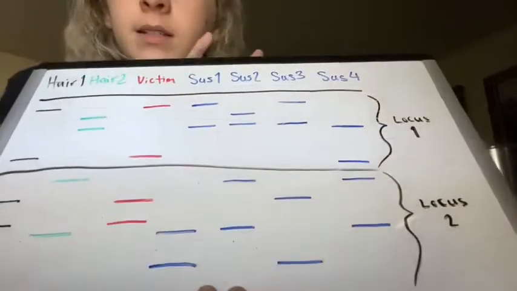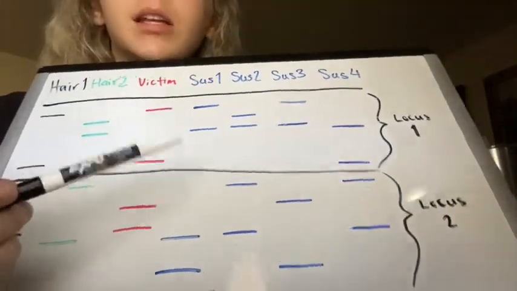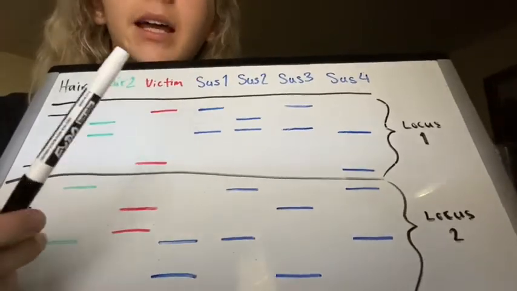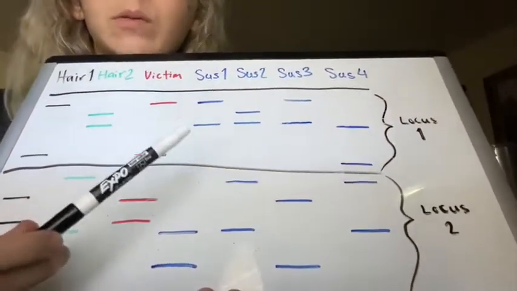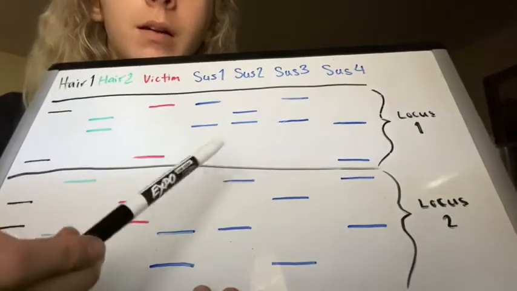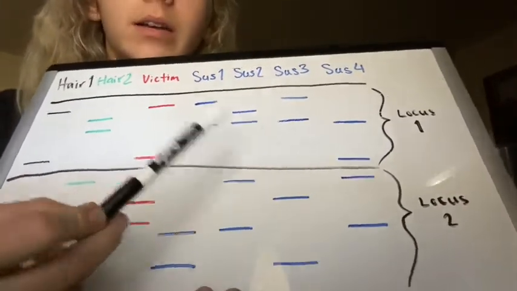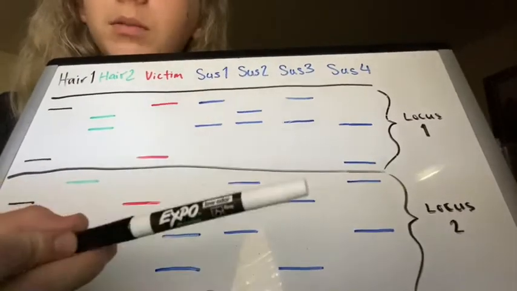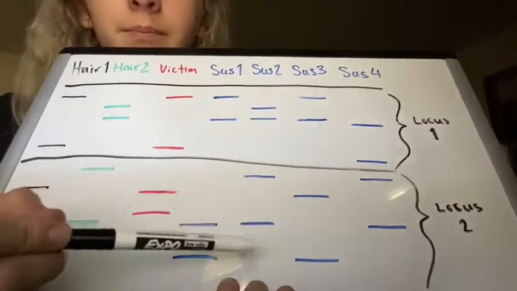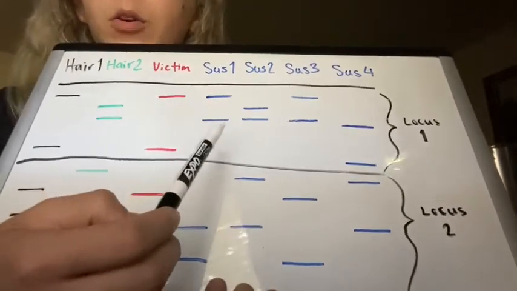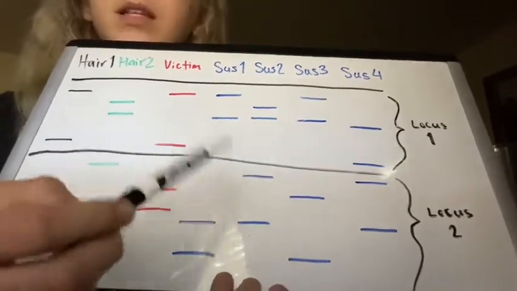For these two suspects, considering that they have matching alleles on both loci means that it is a possibility that suspect 1 could be suspect 3's biological parent, considering they give at least 1 allele to the offspring at each locus. So either one of these could be the biological parents since they are identical in this one.